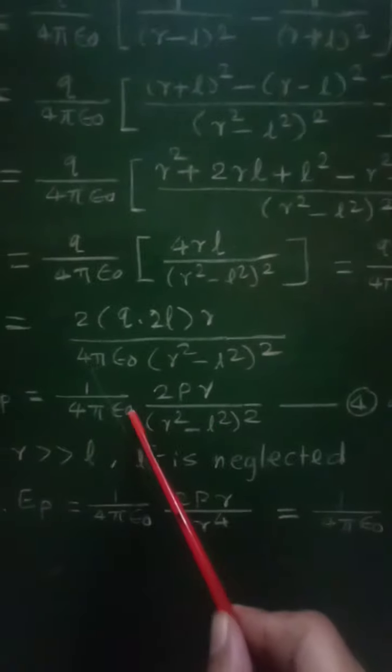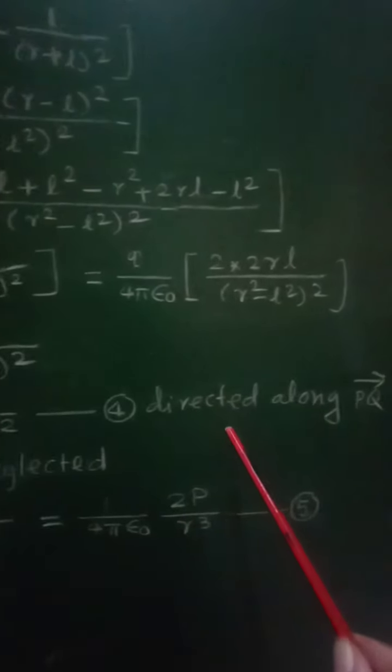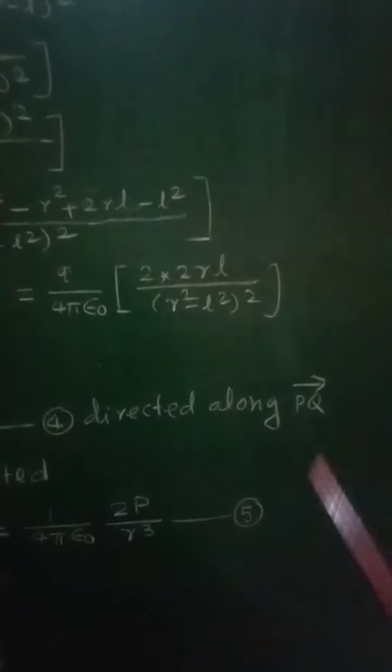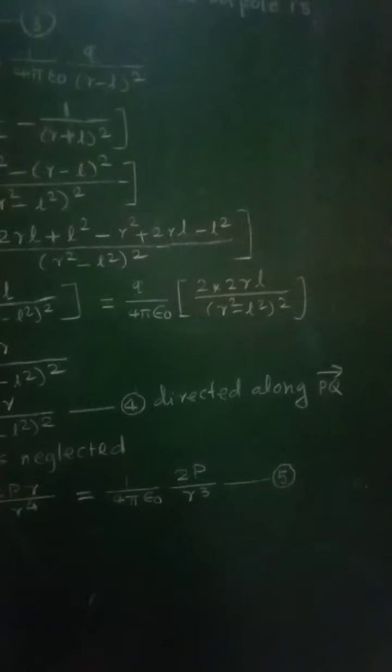Now this electric field intensity at point P, that is EP, will be directed along PQ, that is away from the charges or away from the electric dipole.